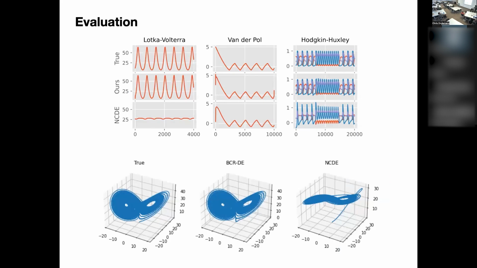Here are some plots. So again, you can see for the Lotka-Volterra system, the prediction of our model is as close as it could get to the true one, whereas for the baseline models in all the three cases, it's quite different. Similarly, for the chaotic Lorenz system, BCRD gives almost perfect reconstruction, whereas the CDE setup is not able to do so.